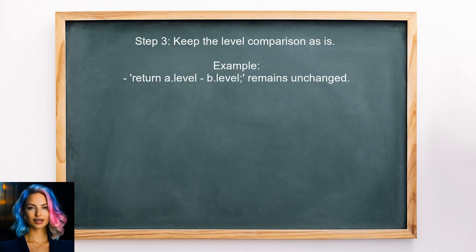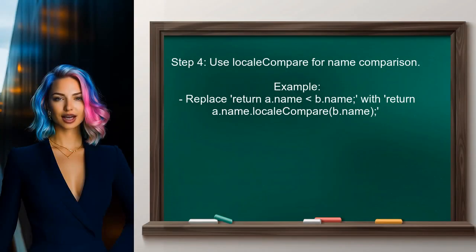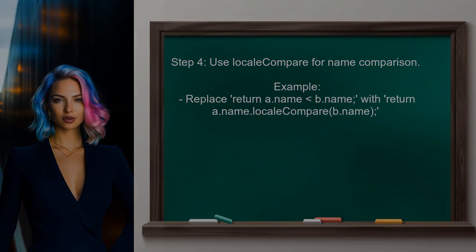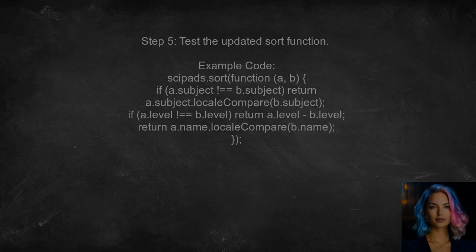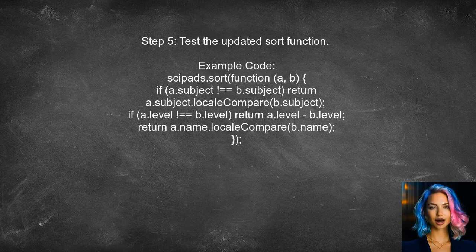After that, the user should ensure that the level comparison is done correctly. The current implementation is fine, but it's important to keep it clear. Finally, the user should ensure that the name comparison also uses localeCompare for consistency. This will ensure that all string comparisons are handled uniformly. Now, the user can test the updated sort function with the provided array. This should yield the desired sorted order by subject, level, and name.